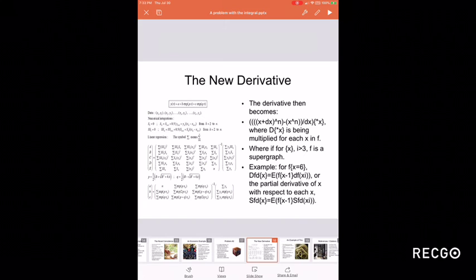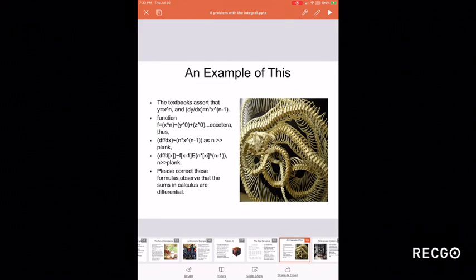So for example, the derivative of f dx is proportional to the sum of all s times the derivative of the considered x, or the partial derivative of f with respect to each x. So the integral is the sum of all the x's except 1 times the integral of that x. The textbooks assert that y equals x to the n and dy over dx equals n times x raised to n minus 1.